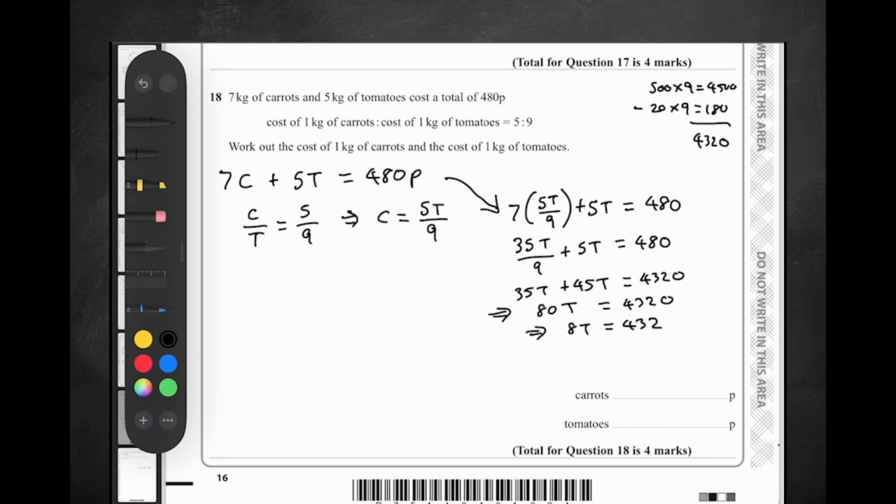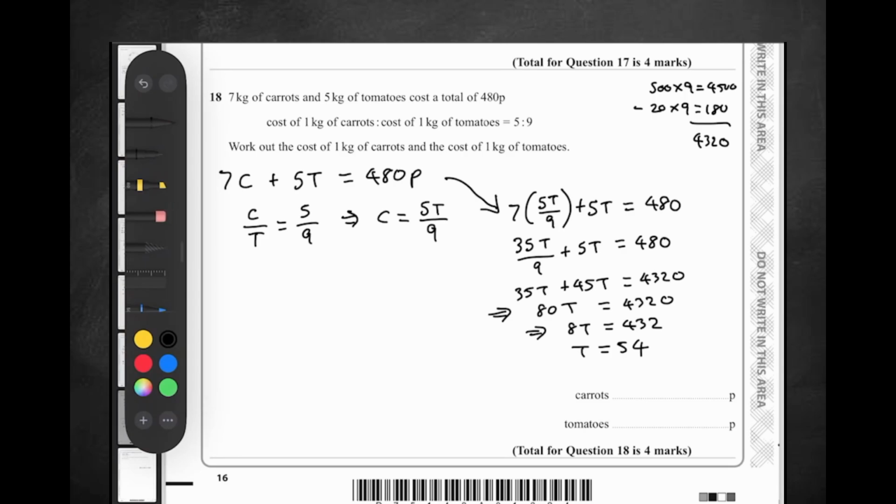I think 432 might actually divide by 8. It does, it will be 54. What I was going to do there was divide by 2 again, divide by 2 again. But I know that 50 times 8 is 400 and 4 times 8 is 32. So we have a value for t now.